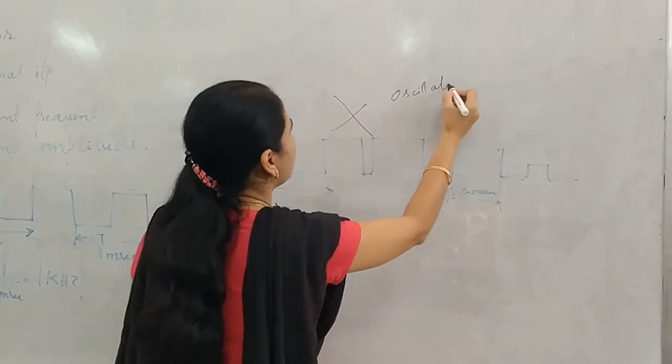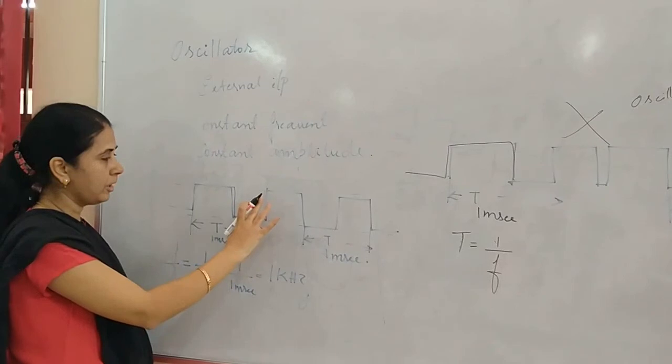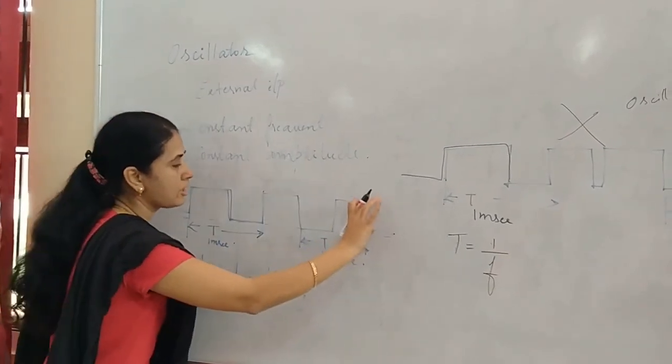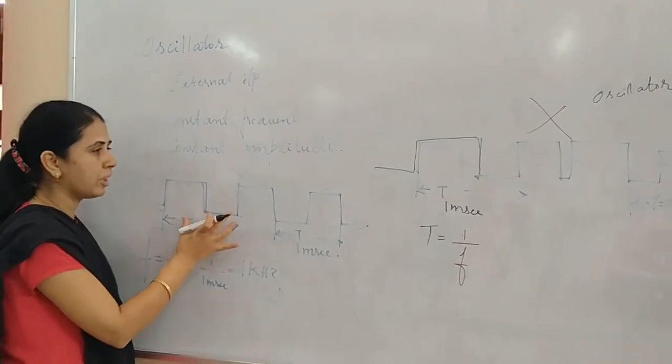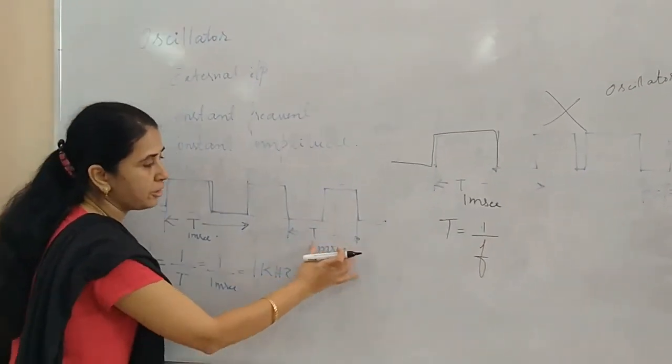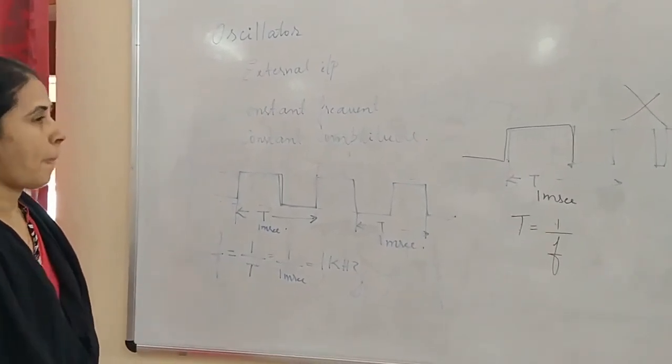So, what is an oscillator? Oscillator is the one which produces a sustained oscillation, meaning an oscillation which has a constant amplitude and constant frequency. That means the time period for any cycle, if you measure, should be the same. That shows that it has a constant frequency.